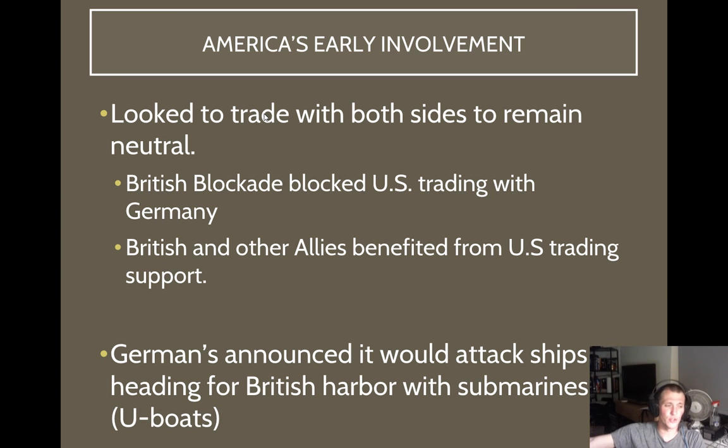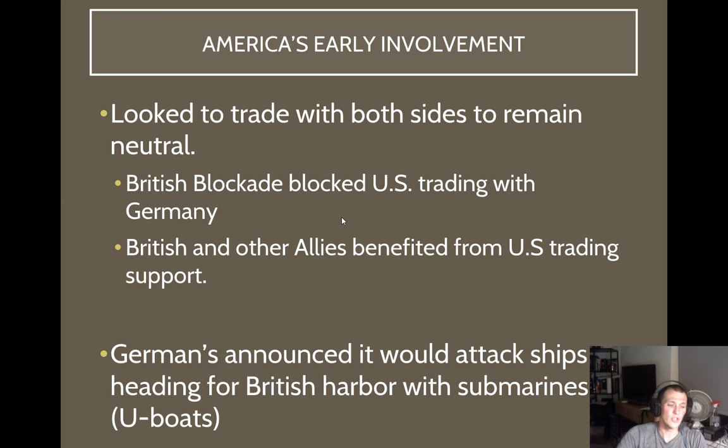As far as America's early involvement, right, you're going to have a blockade. So America's not going to end up trading with Germany too much, and that blockade is going to ultimately choke out Germany essentially. Toward the end of the war, they're going to have significant shortages, right, of things that they need at home. So the British and the other allies are going to seriously benefit from the U.S. trading, whereas the Germans don't.